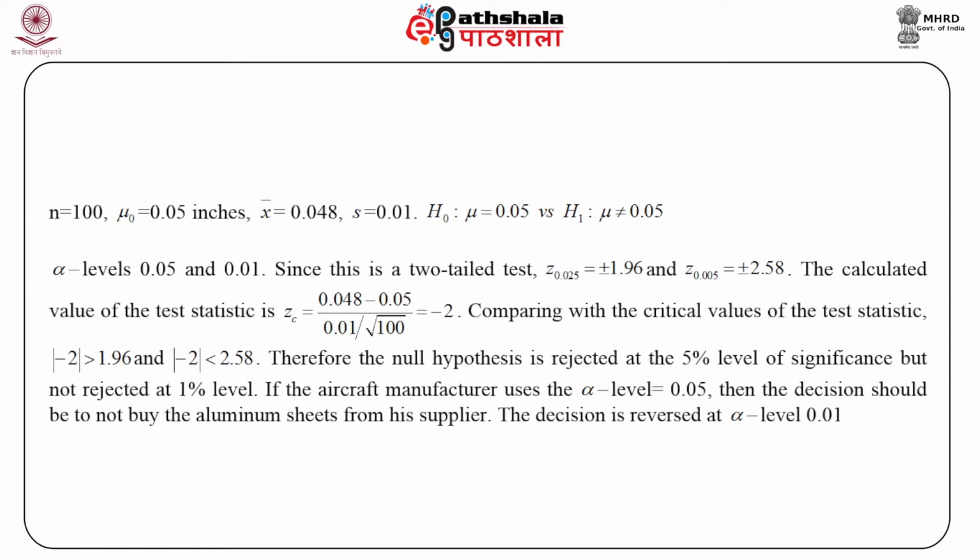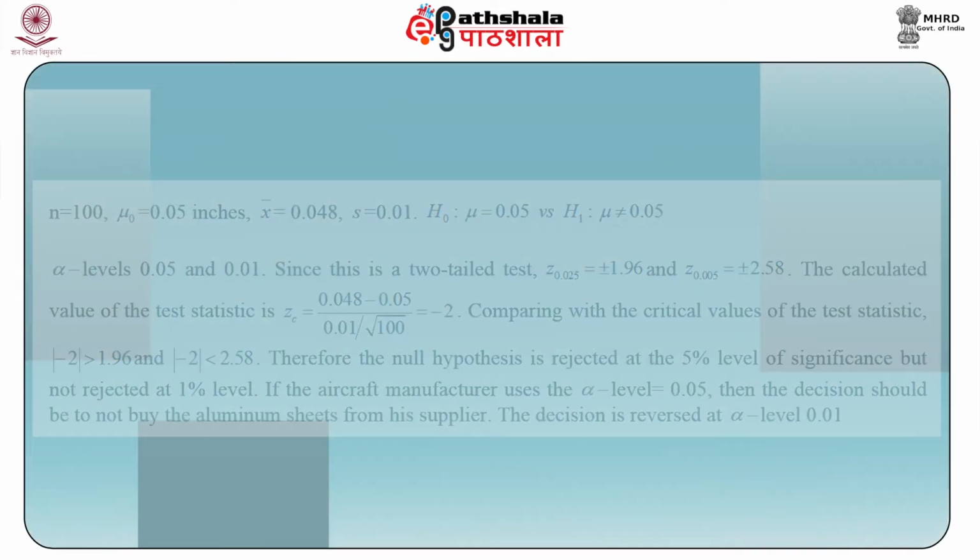So, if the aircraft manufacturer uses the alpha level 0.05, then the decision should be to not buy the aluminum sheets from his supplier. The decision is reversed at alpha level of 0.01.